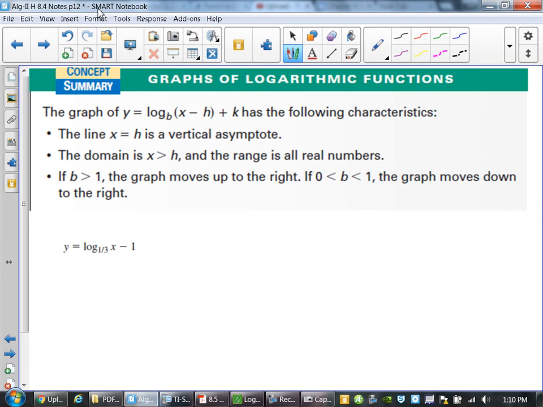So, there's only two graphs to worry about. When you're graphing logarithms, we have a vertical asymptote. You're always going to have a vertical asymptote at x equals your h value. Your graphs will always be to the right of their asymptote, no matter what. So that means your domain is always x greater than h. There is no range restriction, so your range will always be all real.